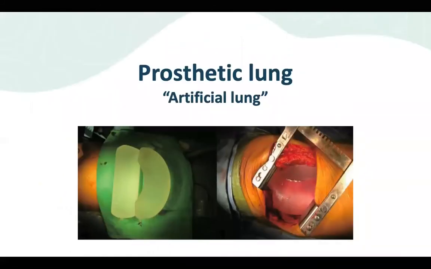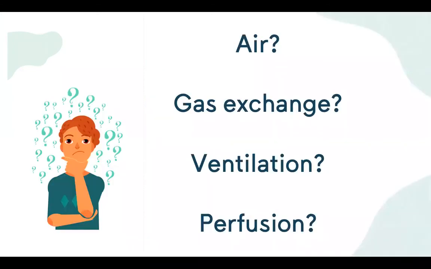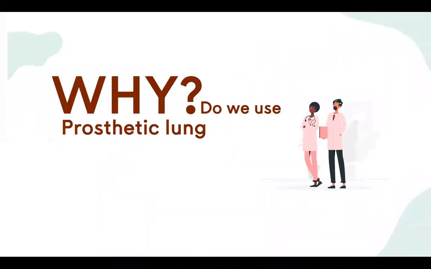Prosthetic artificial lung. Prosthetic lung is an intrathoracic saline-filled tissue expander implanted into the hemithorax. So it's an intrathoracic expandable implant. But since it's filled with saline, that means there is no air, no gas exchange, no ventilation, or even perfusion. Then why do we use the prosthetic lung?